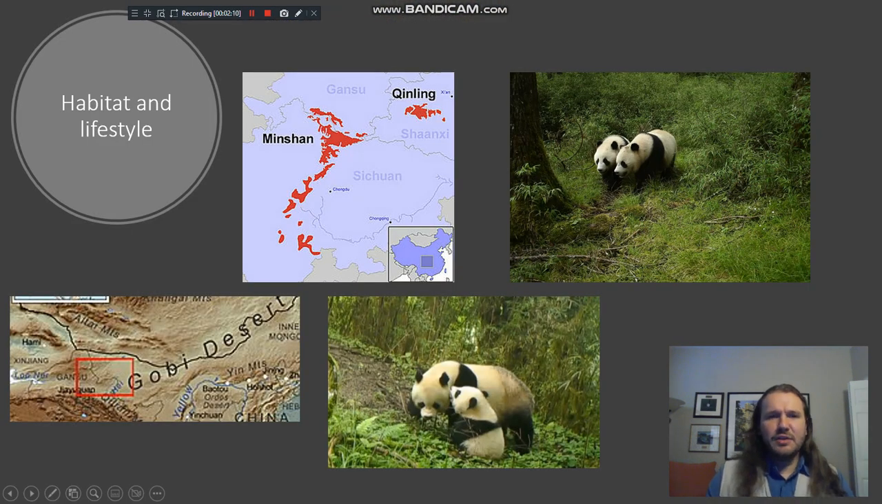Now, in the wild, you would only find these bears in three provinces: Gansu, Shanxi, and Sichuan. For those looking at Shanxi or Gansu, if you look at the bottom left in this picture near the Gobi Desert, that's where these provinces are. And while you may find pandas there, it's kind of rare to find them in those conditions.